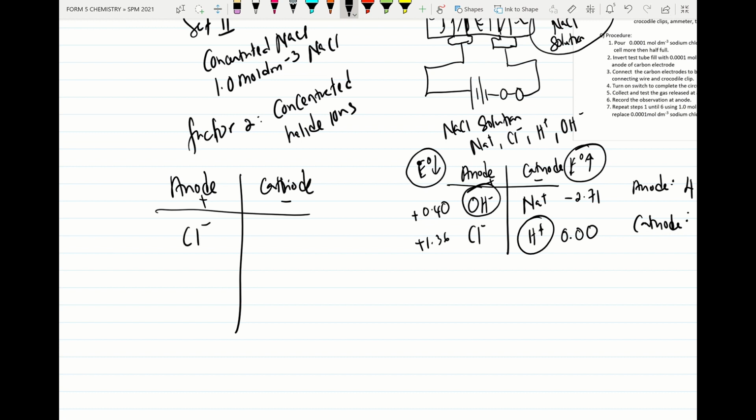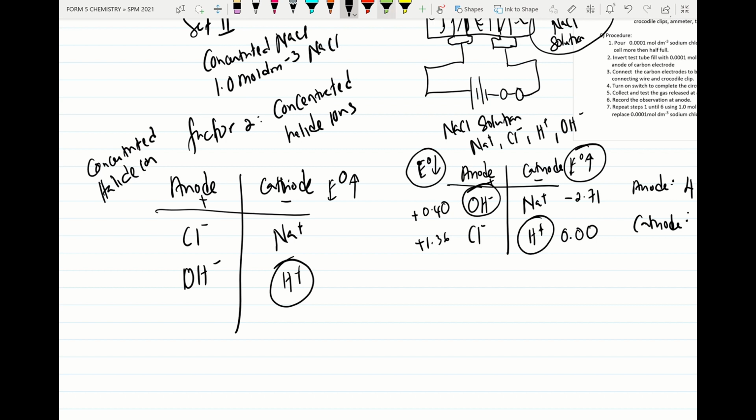So chloride ion and hydroxide ion will be attracted to the anode. Here at the cathode are sodium ion and hydrogen ion. Sorry, at the cathode, factor 1 is always to choose the higher E° value, so hydrogen ion. So when we have concentrated solution and there is a halide ion, the halide ion is chloride ion. So always choose the halide ion.